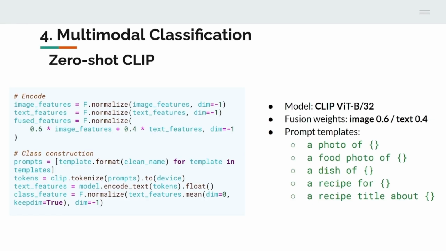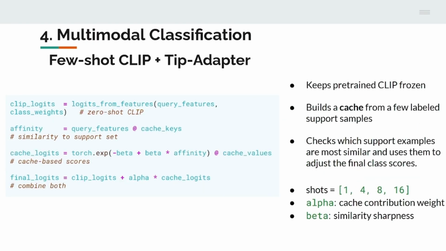In the zero-shot CLIP, we encode the image and title text, then fuse them with weight 0.6 for image and 0.4 for text. And for classification, we create the prompt template for each class and compare the fused feature with the class text prototype. For few-shot learning, we use the Tip-Adapter. It keeps the pre-trained CLIP and we use a cache from the small labeled support set, then use similarity to those support examples so that it can refine the final class score. Here, alpha controls the cache contribution and beta controls the similarity sharpness.